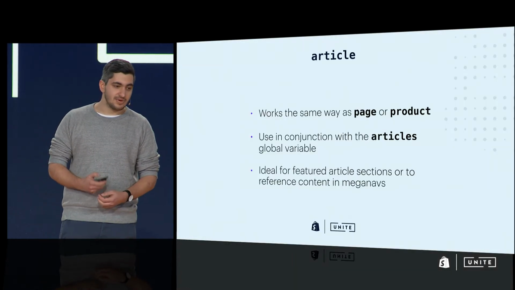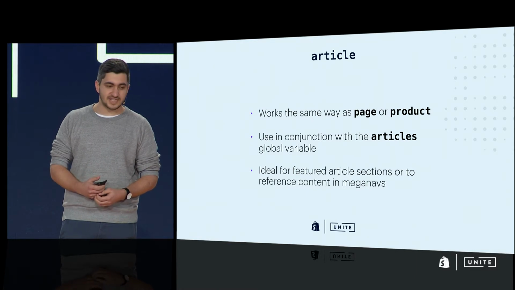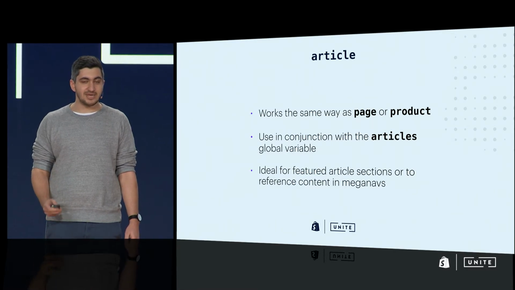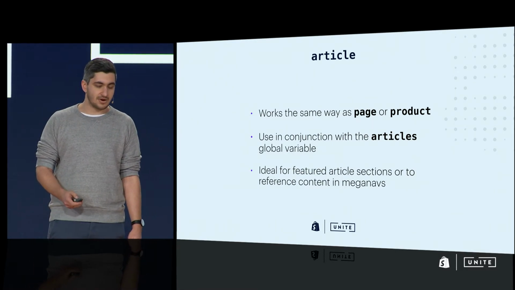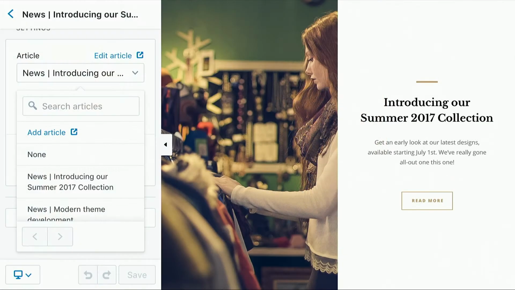Second, we've given themes a way to let users select a specific blog post using the article setting type. It works the same way as the page or product settings and can be used in conjunction with the article global variable. This can be particularly useful to show relevant content in meganavs or for featured article sections, as illustrated here. Much like the product setting, users can select any post across all of their blogs.